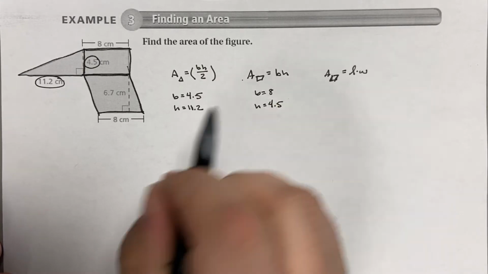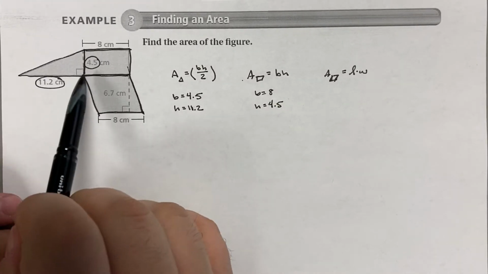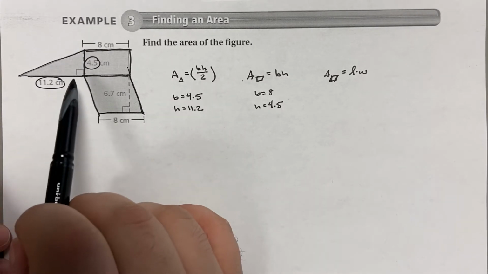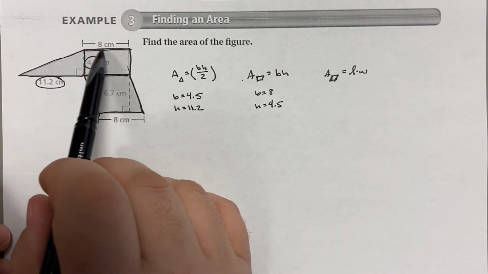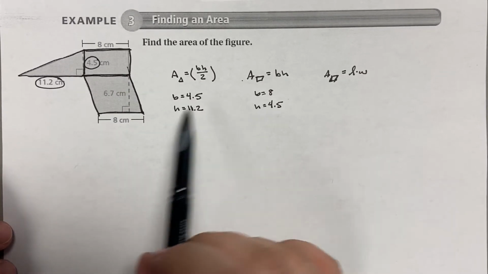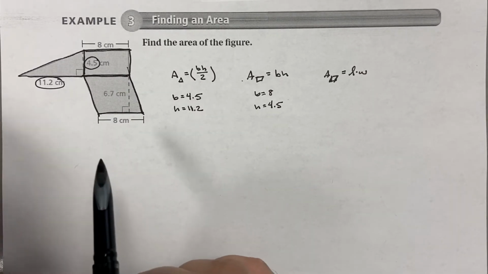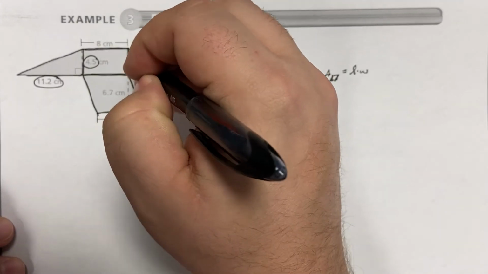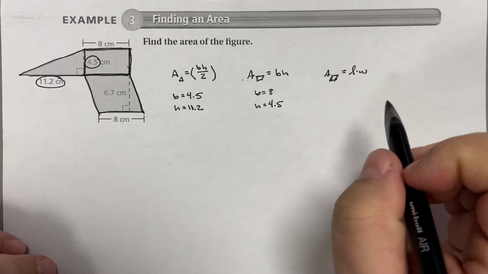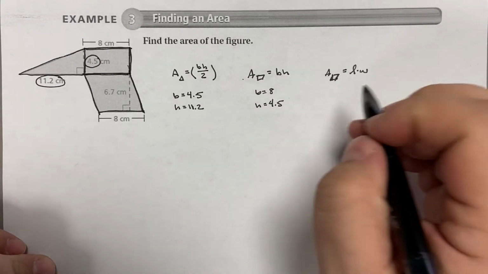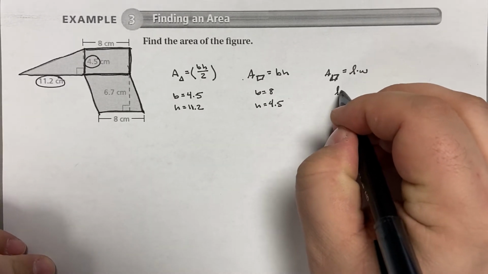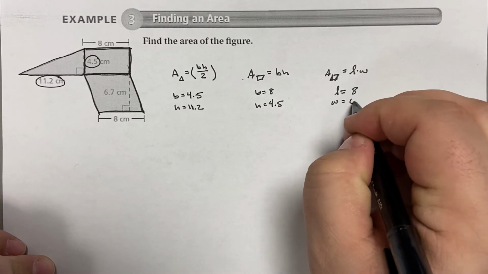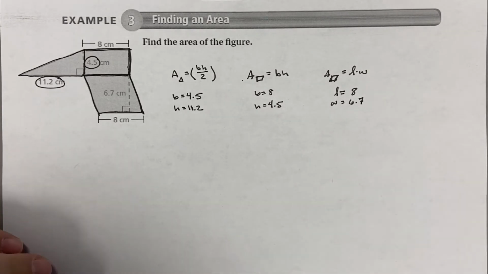The reason I'm choosing height is because as I'm looking at it, this looks like it would be on the ground, and this looks like it would be going up. And so the up means height, and this is the ground, therefore it would be the base. It's not exactly how we define things in math, but that is a good way to imagine which one to use where. So our length, 8 centimeters for the area of the parallelogram, length equals 8. And our width equals 6.7.